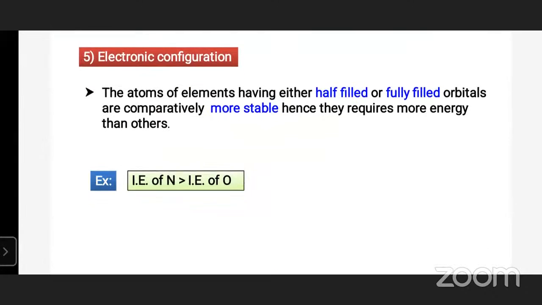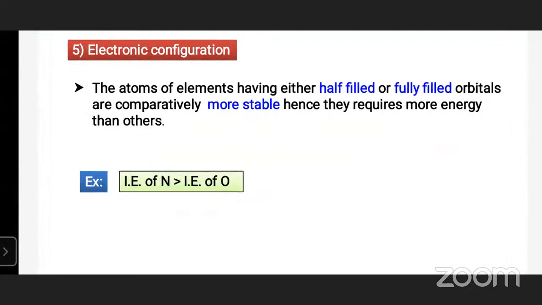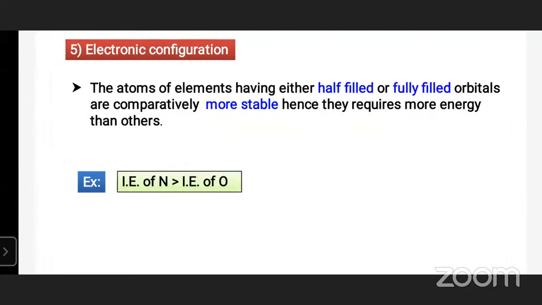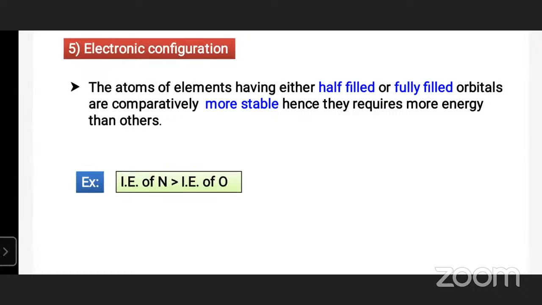Students, next, electronic configuration. The atoms of elements having either half-filled or fully filled orbitals are comparatively more stable. Hence, they require more energy than others. So here, a half-filled or fully filled electronic configuration is more stable, and hence they require more energy than others.